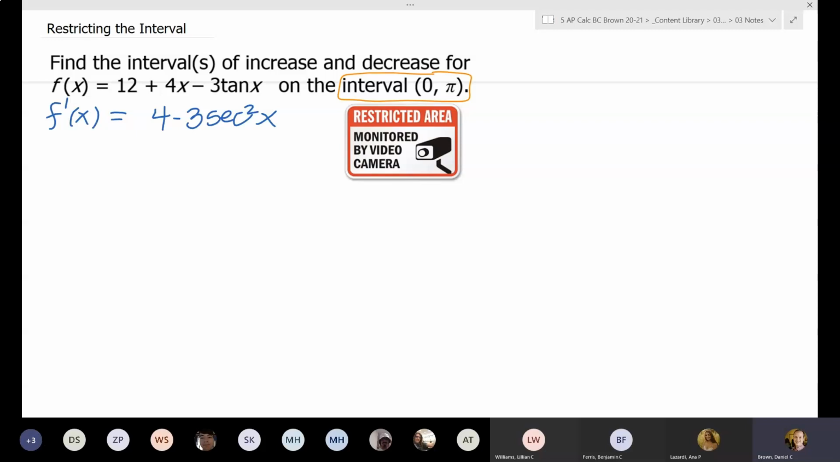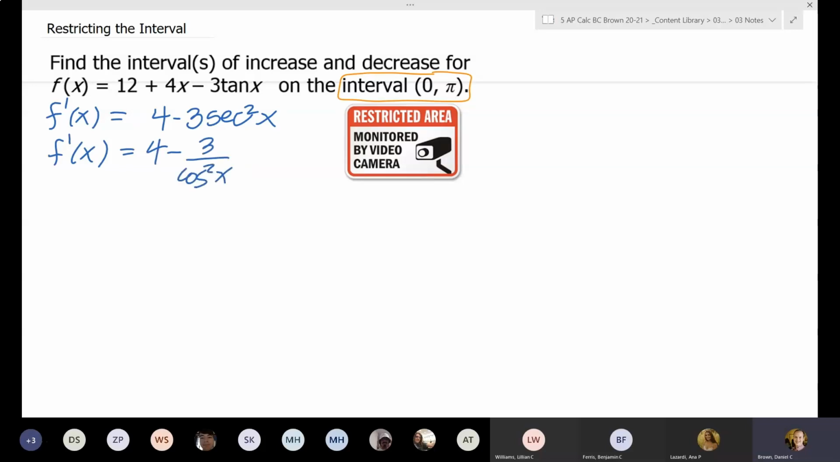So my advice to you, when you have a derivative with secant in it, or cosecant, or tangent, or cotangent, is to first put everything in terms of sine and cosine, and then write it as a single fraction. And what I mean by that is we all know that secant squared is the reciprocal of cosine squared.